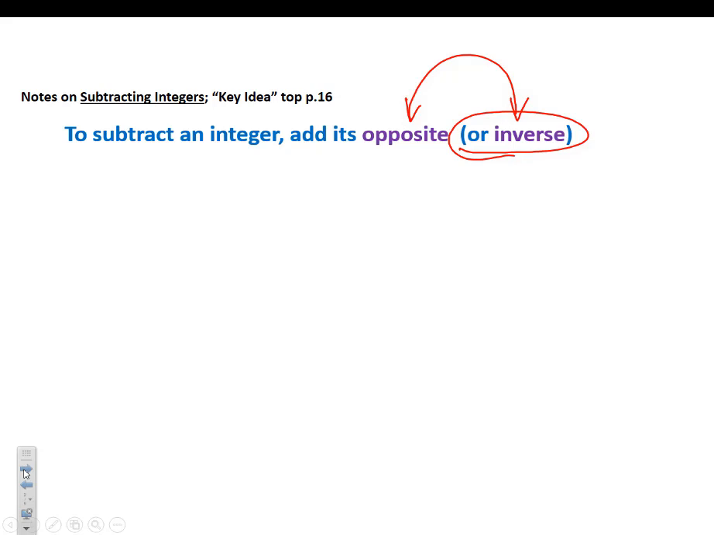Now, ladies and gentlemen, not a whole lot I can do with this: to subtract an integer, add its opposite. However, I am going to tell you how to add its opposite, because it doesn't tell you how in the book. It shows you in some of those examples, but it doesn't tell you. I'm going to use a little catchphrase that some teachers don't like, but I use it because I think it works just fine. And that is same, change, change. So to subtract an integer, adding its opposite means we're going to same, change, change.